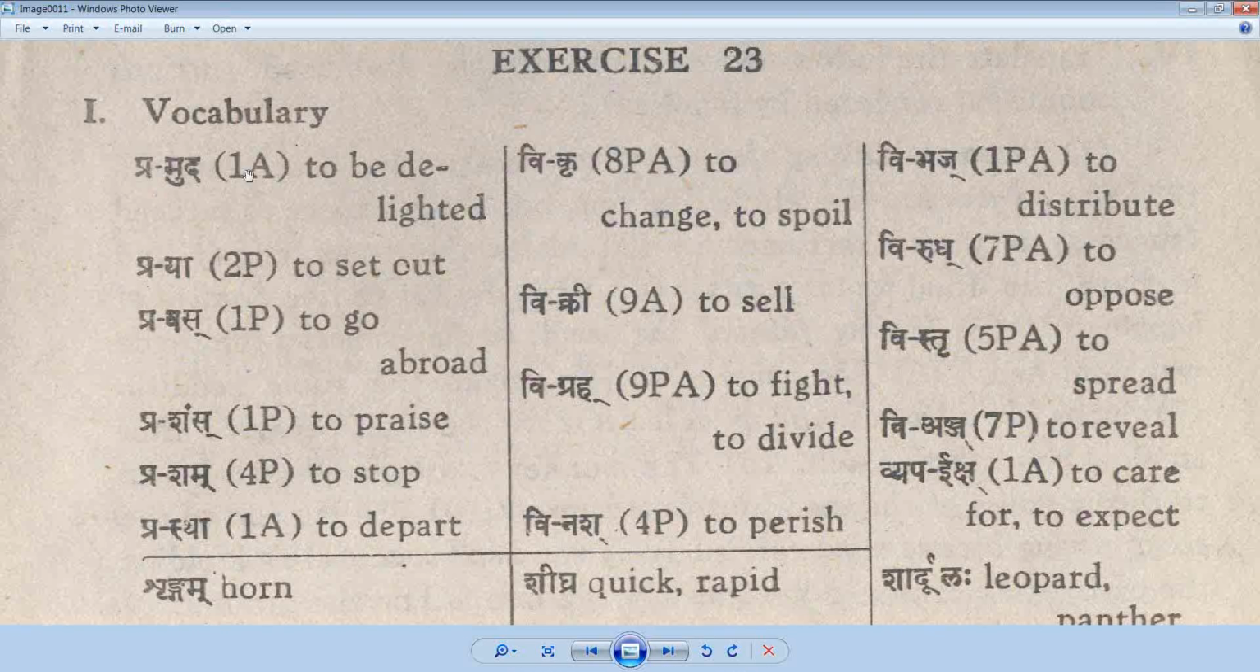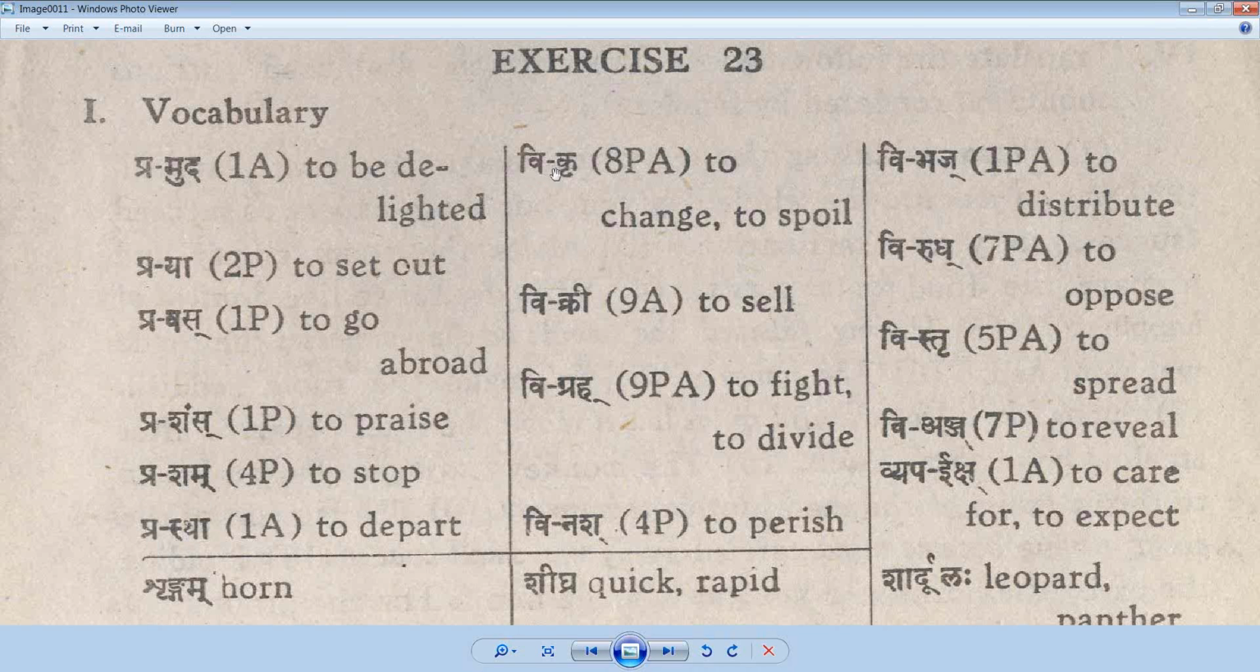Pramud, to be delighted. Prayā is to go, so set out. Pravas is to dwell. Pravas is also to go abroad, to travel. Prashams is to praise. Prashama is to stop. Interesting meaning: shama is to be quiet, prashama is to stop. Prastha is to depart, to set out. Stha is to prastha. This is quite a common one. Prastha, even this is a common one.